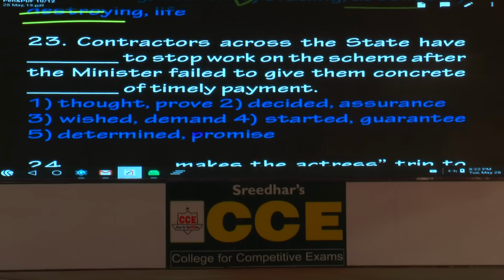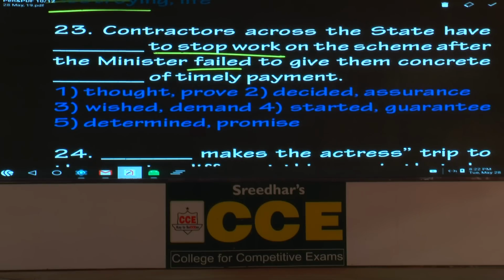Contractors across the state have to stop work, underline to stop work, positive or negative, on the scheme after the minister failed, underline the word failed, that is also negative, to give them concrete of timely payment. Contractors across the state have thought to stop. Does it sound right? Decided, have decided to stop work, seems right. What is the reason? Have is a helping verb. Here the verb is in past participle form, present perfect. And what is the second word? Why? After the minister failed to give them concrete assurance.